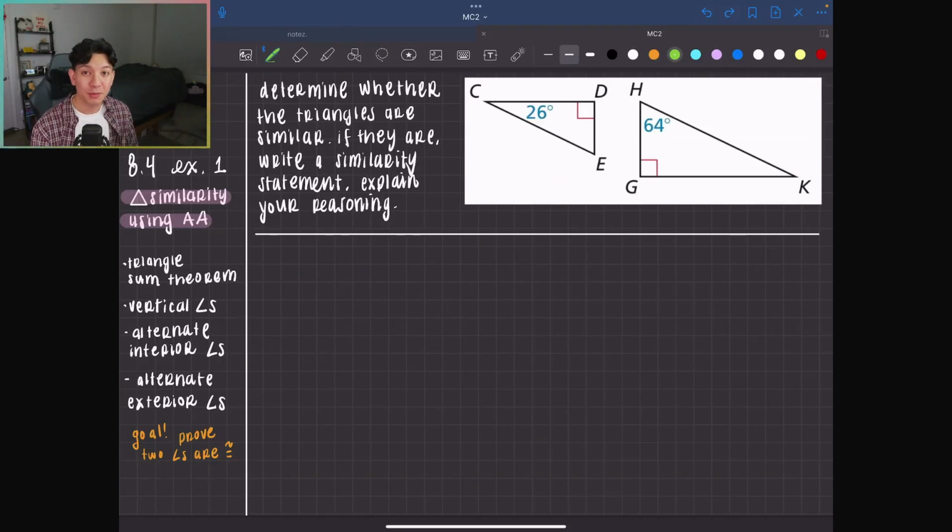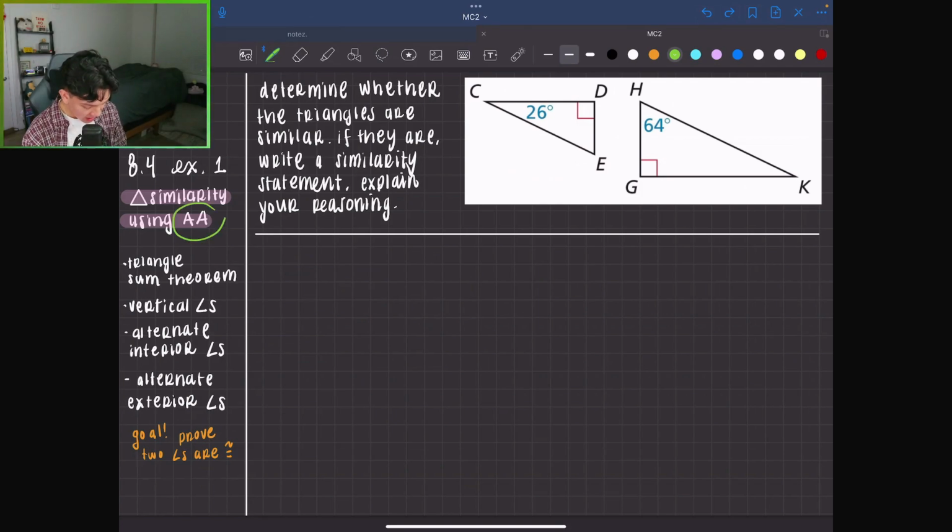Hi! Today we're going to be going over example 1 for section 8.4, triangle similarity using AA. AA means angle-angle, and we're trying to prove if these two triangles over here are similar to each other. What does similar mean again? Well, two shapes or two triangles are similar if they are the same shape but a different size. And how do we do that?